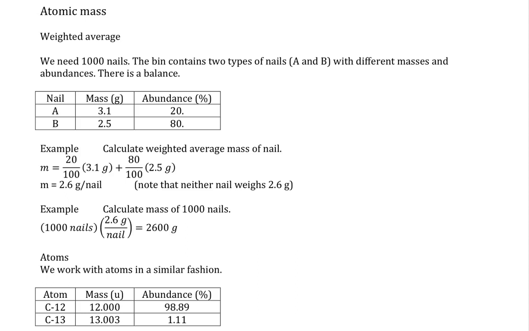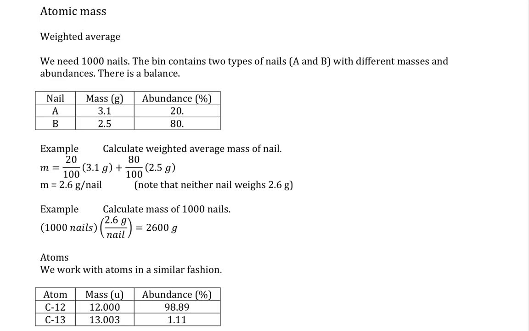So to calculate how much we need to weigh out, we take our 1,000 nails and we multiply by our conversion, which is 2.6 grams per nail. Notice that we write it in such a way that nail cancels out and we calculate the unit to be gram. We get 2,600 grams. So we weigh out 2,600 grams. It'll be 20% nail A, 80% nail B, and it should be 1,000 nails or close enough for our work.